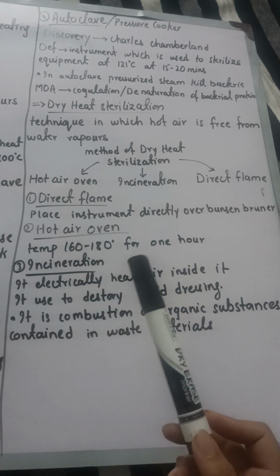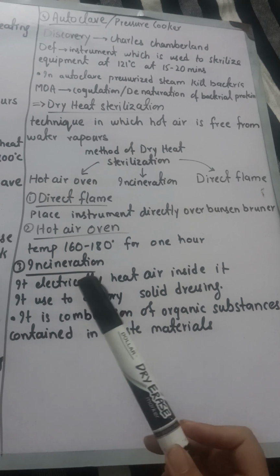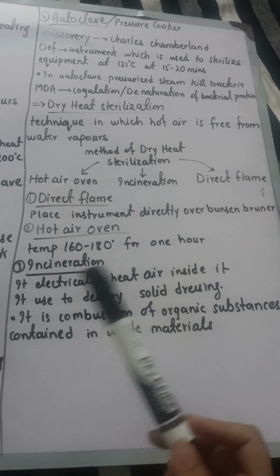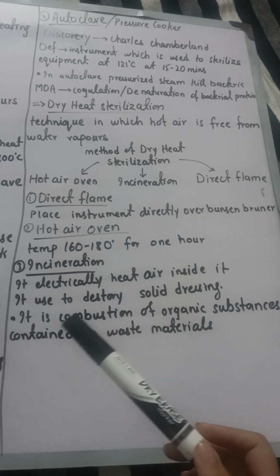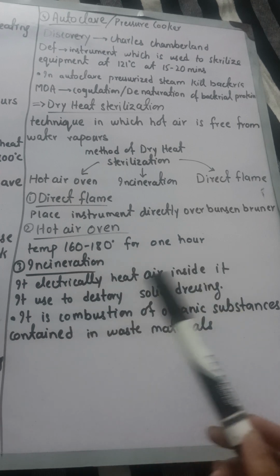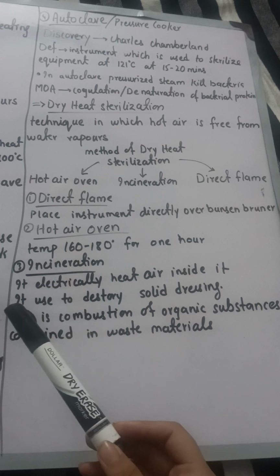Second is the hot air oven. In the hot air oven, you will use a temperature of 160 to 180 degrees centigrade for 1 hour. You place your instruments in this oven, and after 1 hour your instruments are sterilized. The last process is incineration.